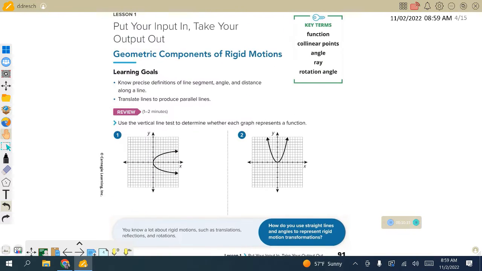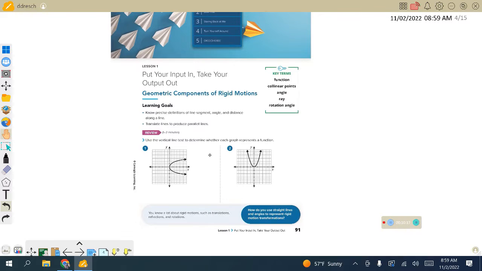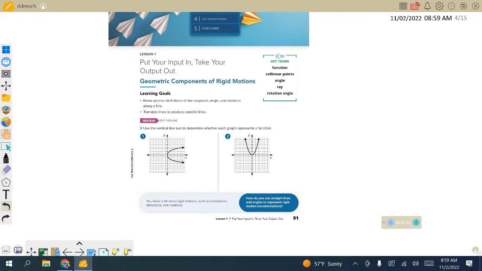Page 91, everybody. Page 91. Okay. Just need a pencil, and if you still have that patty paper left out from yesterday, go ahead and grab it. Okay, grab that patty paper.